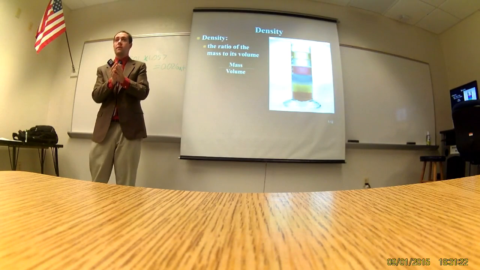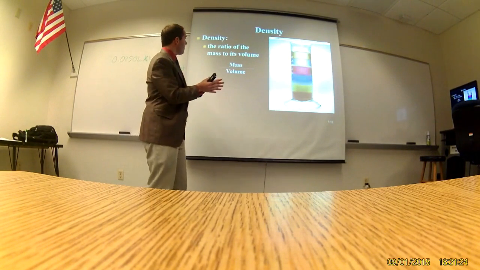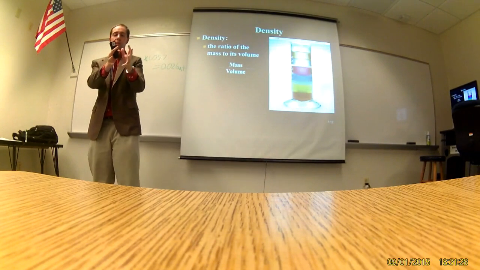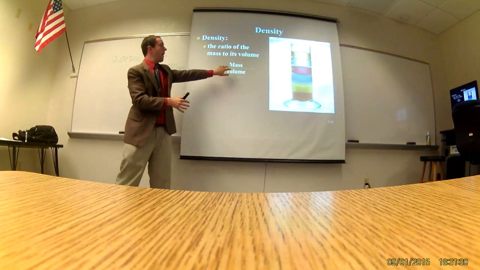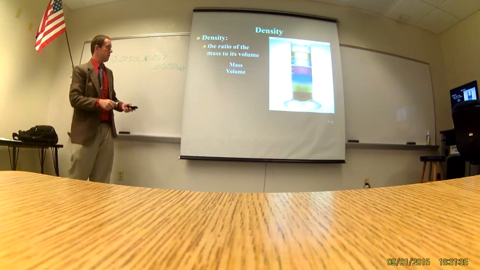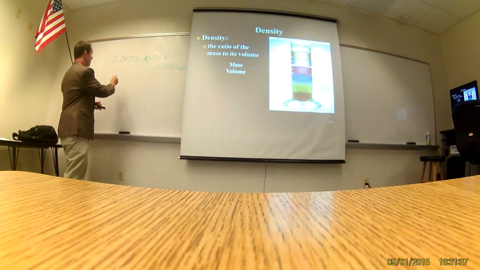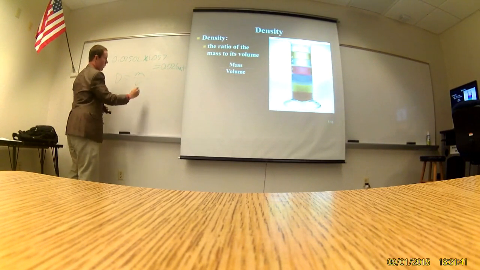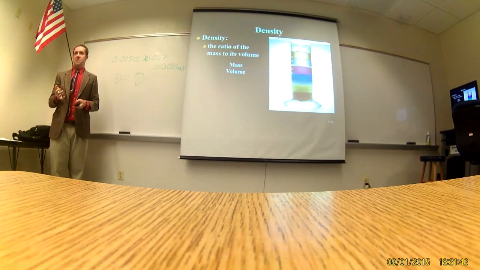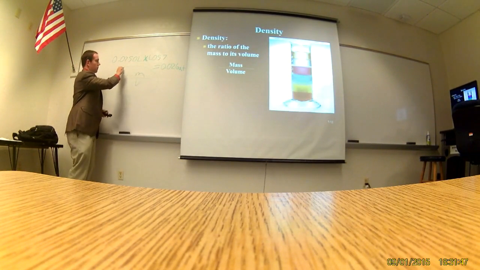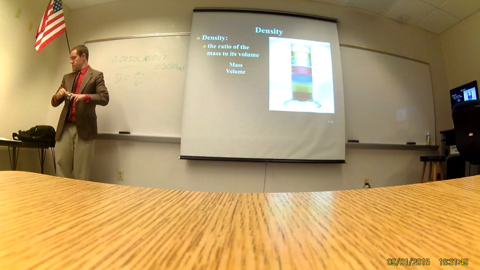The lead is more heavy, right? That's because lead is more dense. For a given volume, there is more mass in that. So the equation for density is D equals M over V, DMV, okay? This you're going to use over and over again.